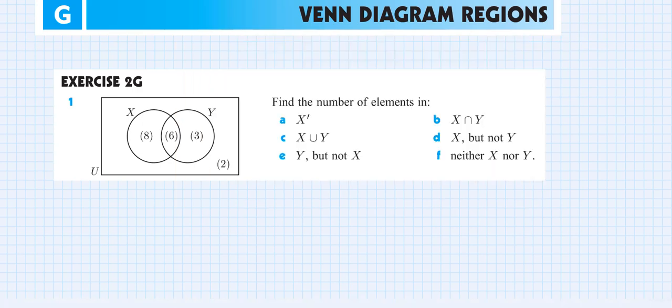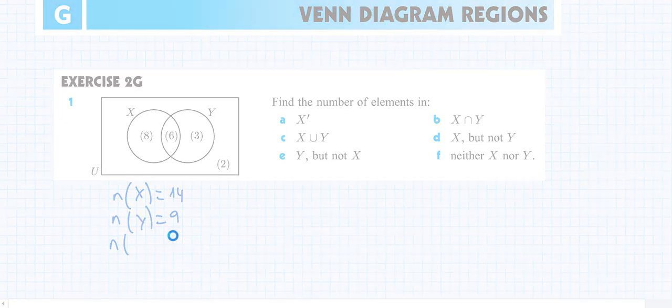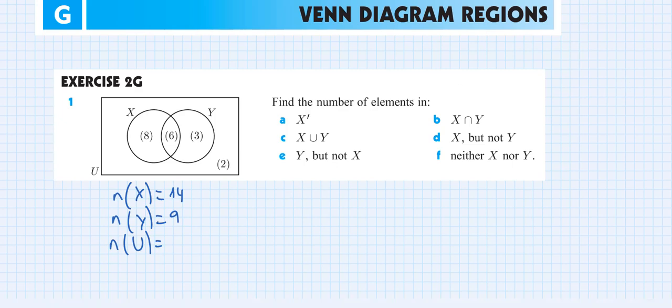Now in example number 1, what do these numbers mean? These 8 and 6 and 3, 6 means intersection of X and Y. You have 6 elements in the intersection area. Set X has how many elements? 14 elements. And set Y, how many elements does it have? 9. And our universal set, how many elements do you have? In order to find, you just need to add all the numbers. So I have 19 elements.